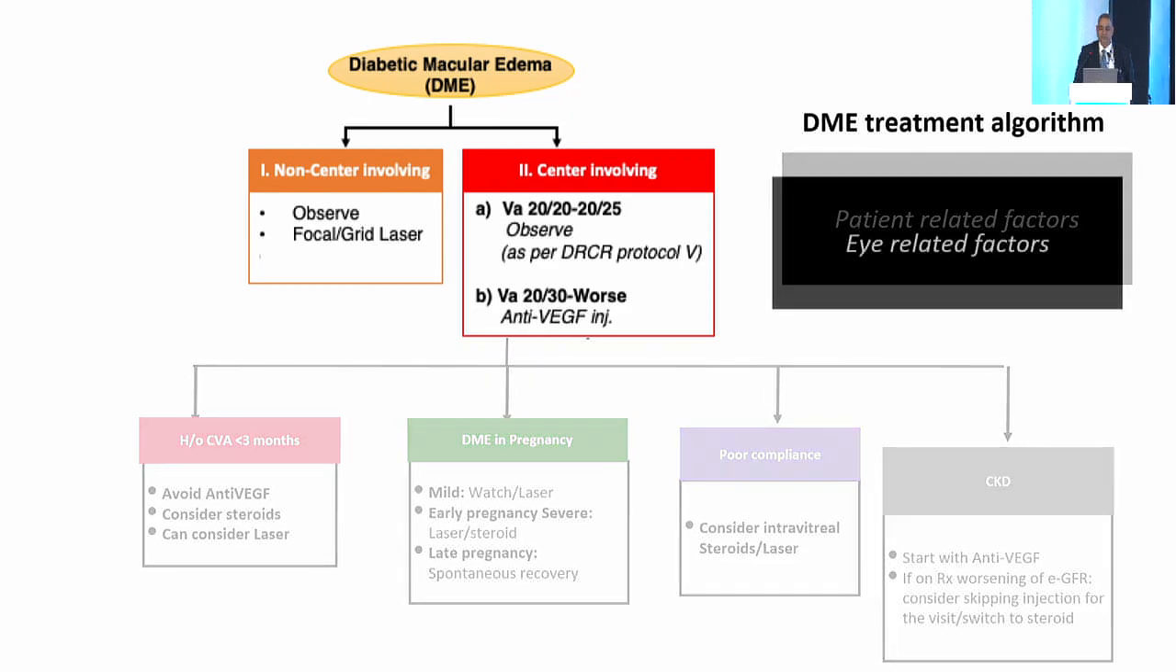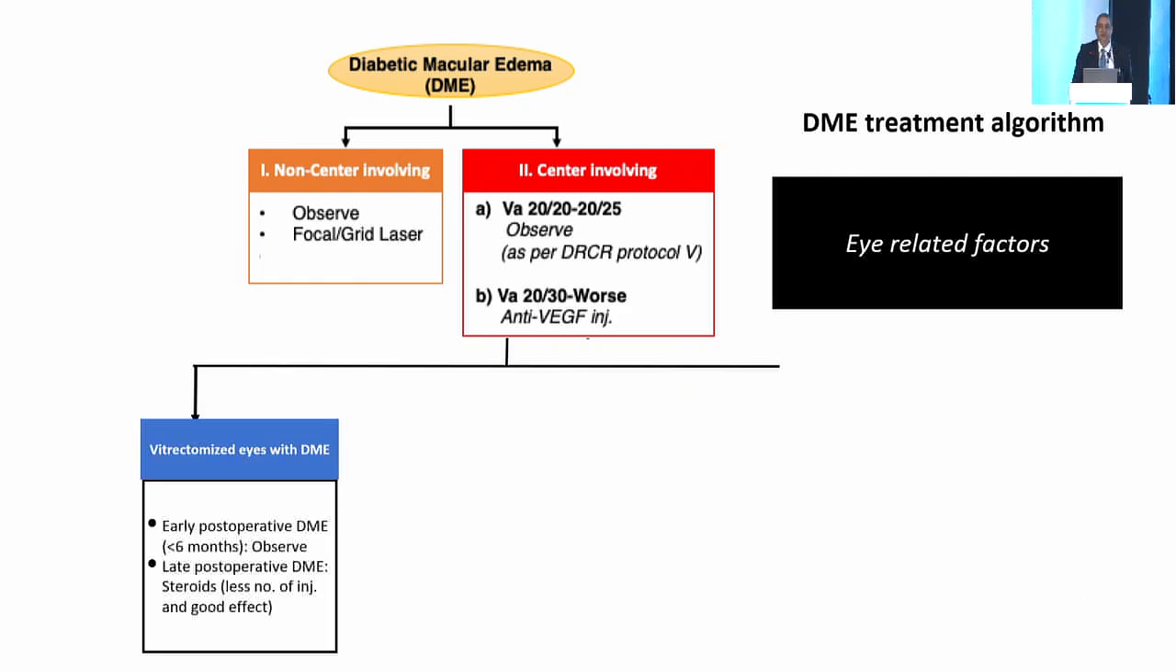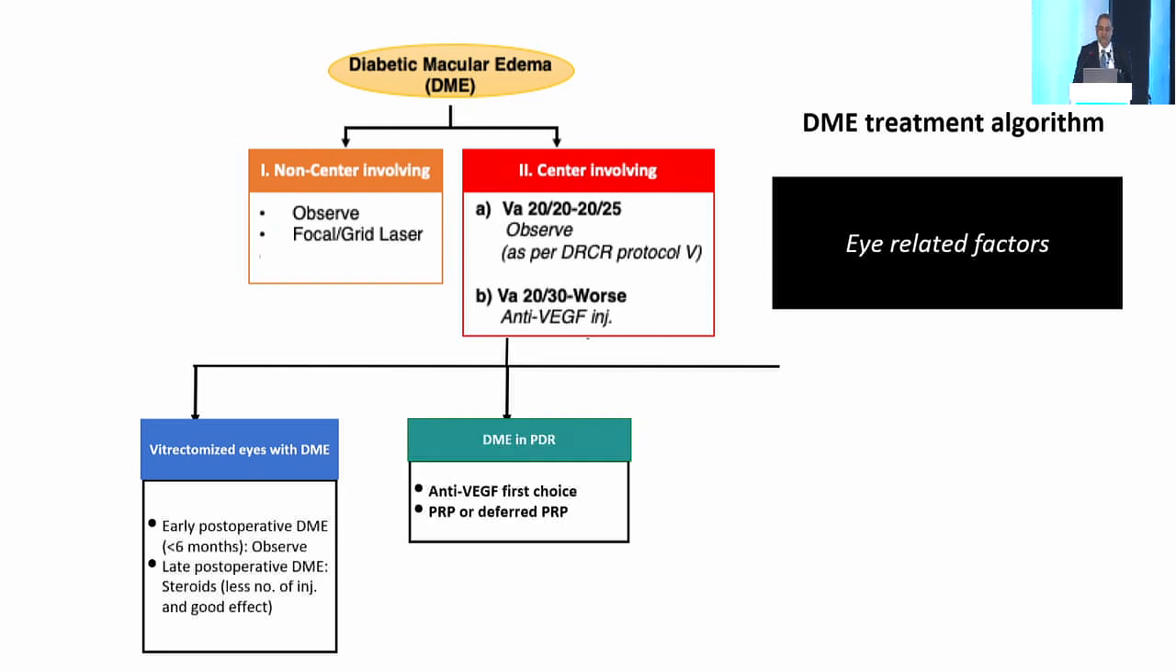There are certain eye-related factors which also govern the treatment of DME. So if it's a vitrectomized eye with diabetic macular edema, because the vitreous sump is gone, anti-VEGF may not last for a longer time and steroids become an important option. However, if you are treating with anti-VEGF, do tell the patient he will need a larger number of injections.